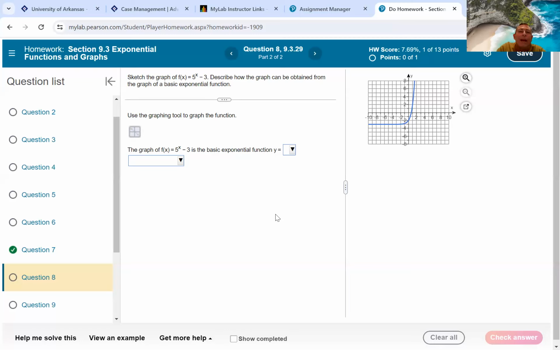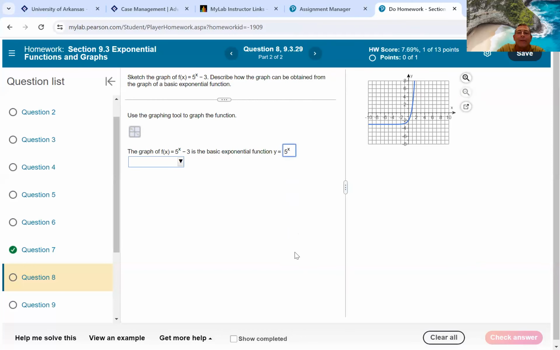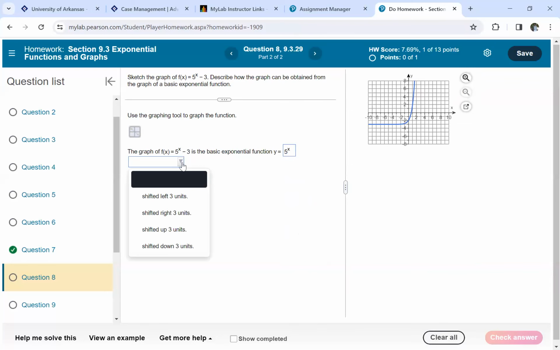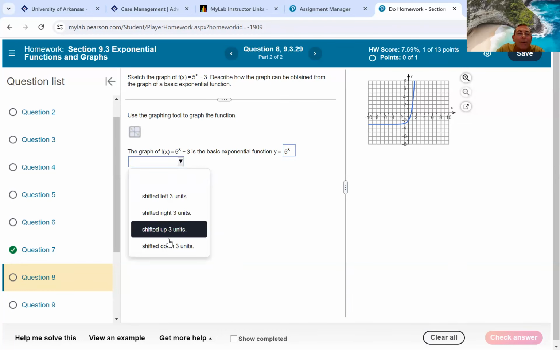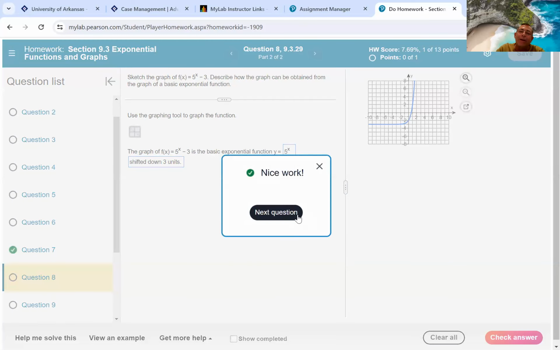Now, after we graph it, we got to actually tell it what we did. So look, when you click the first arrow, we're starting with y equals what? Well, we started with the graph of y equals, where's my base down here? Oh, here it is down here on the bottom. 5 to the x. And then we already know what we did, right? We went down 3. So click that. So some are going to have you tell what you did first.